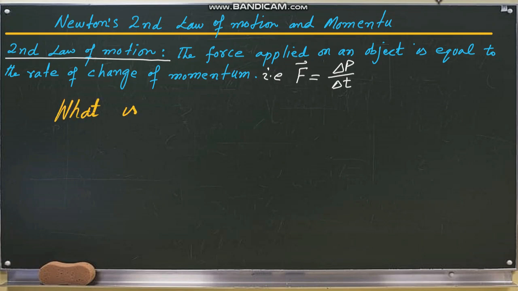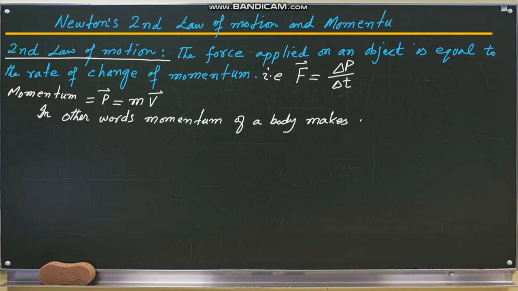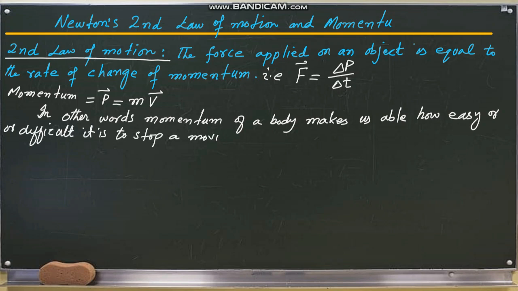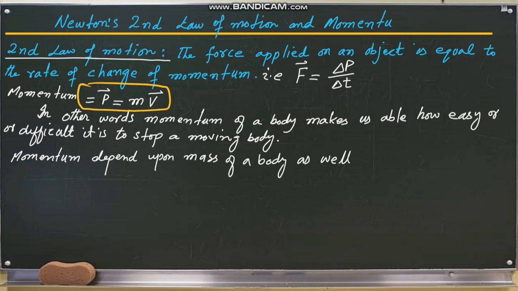First, let us know what momentum is. Well, in simple words, momentum is the product of mass and velocity. In other words, the momentum of a body makes us guess how easy or difficult it is to stop a moving body. Mathematically, momentum equals mass times velocity, which clearly shows that momentum depends on both mass and velocity.